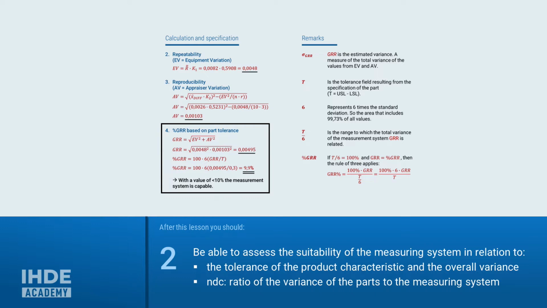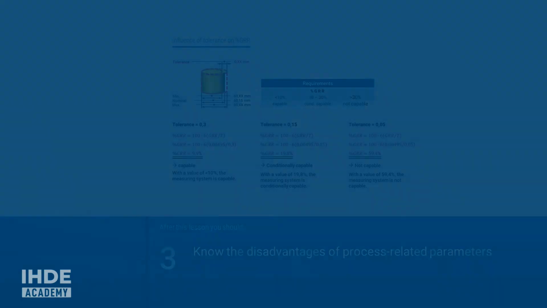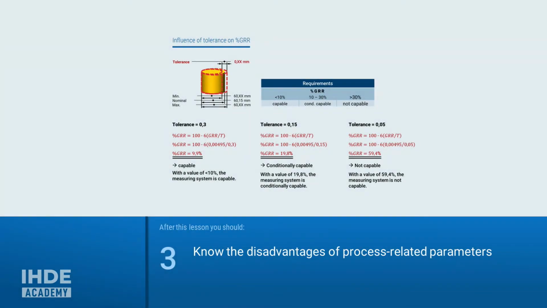That is, once in relation to the relationship between the tolerance of the characteristic and the overall variance, and once based on the relationship between the variance of the parts and the measuring system. And last but not least, you should know what disadvantages process-related parameters can have.